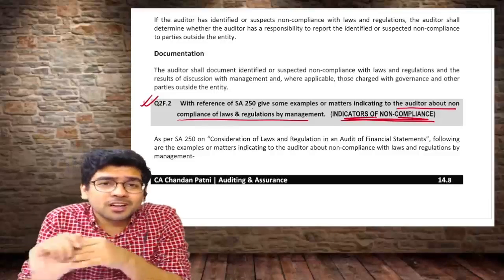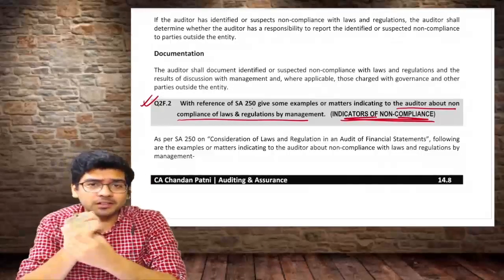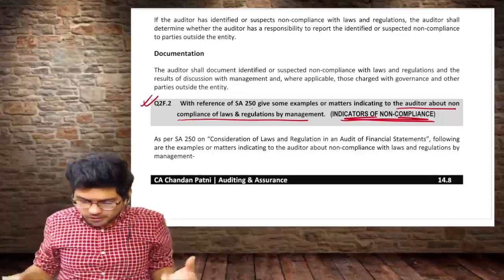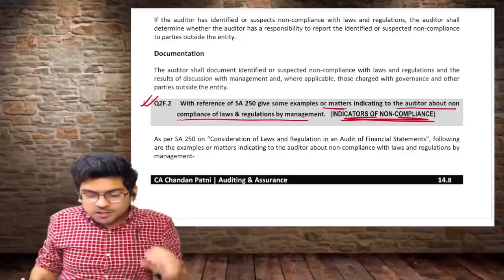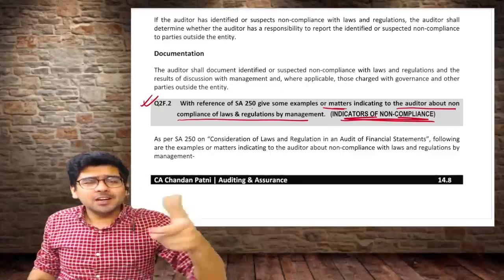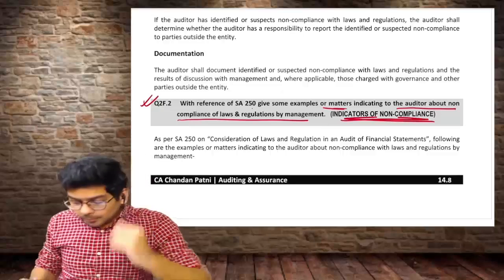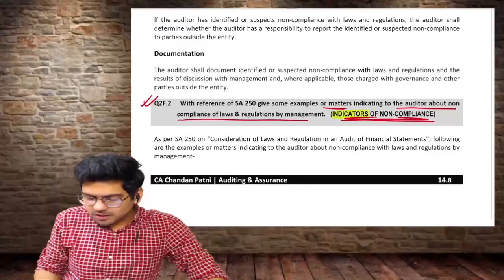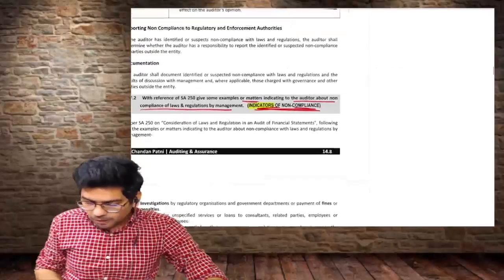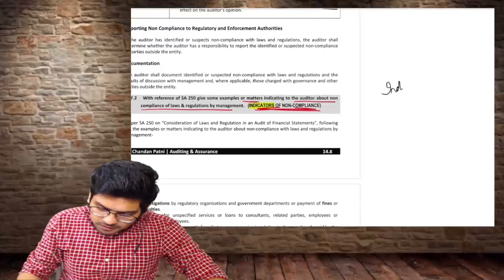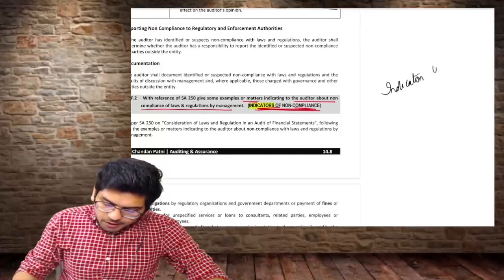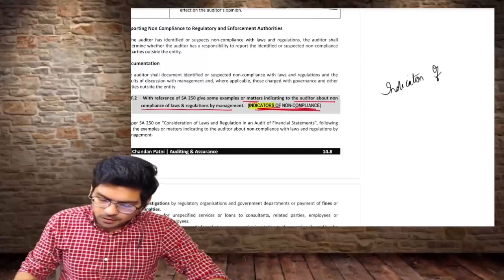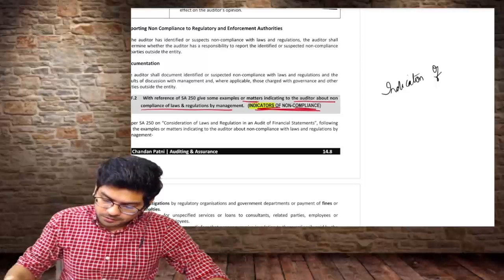If you remember the words events and conditions, in going concern we covered this. So what can be those matters which give us a hint that there might be non-compliance? Please understand, here we are using the word indicators also. These are indicators of non-compliance. If you remember, we covered something called indicators in case of going concern.